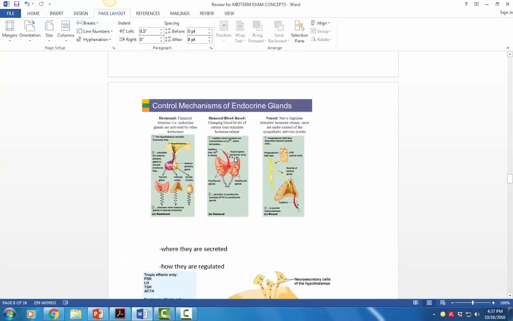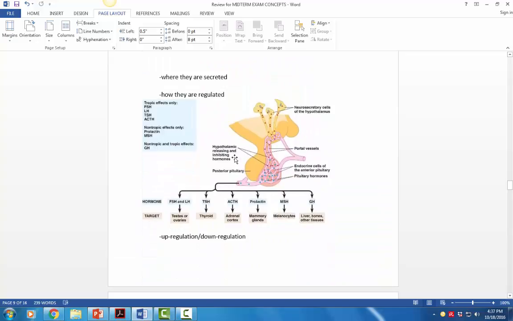So there's this special portal that's called the hypophyseal portal system that communicates only between the hypothalamus and the anterior pituitary. So only the hormones from the hypothalamus, like GnRH, can go from the hypothalamus to the anterior pituitary through these special portal vessels that are not in direct communication with the general blood supply.